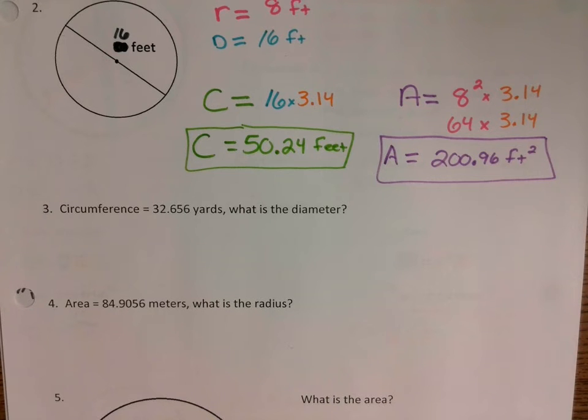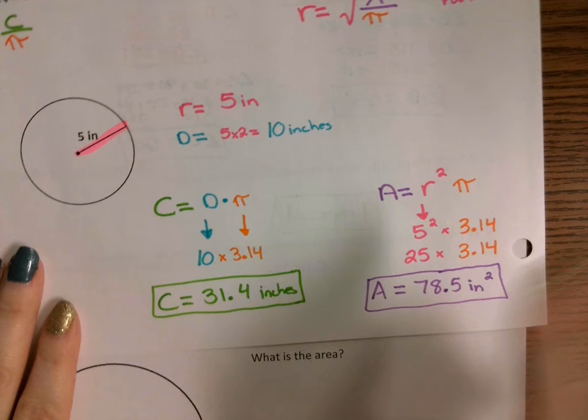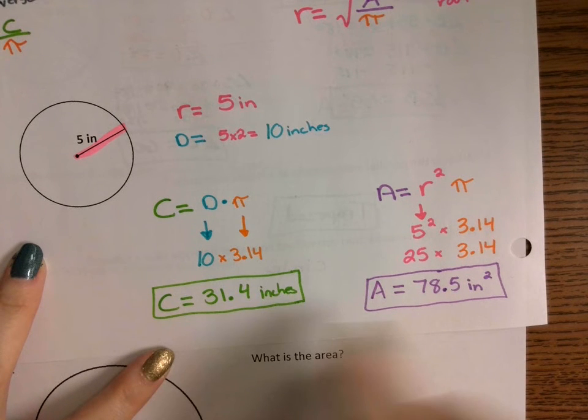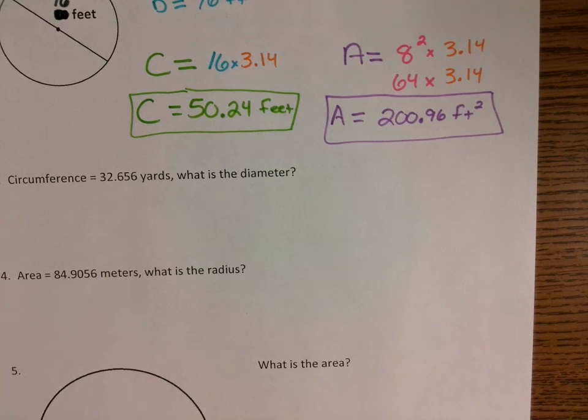Isn't the circumference just the area divided by 4? In this case, that would work. Not every case is going to work. Look at your previous one. If you do 78.5 divided by 4, you are not going to get 31.4. Okay? So, in this case, yeah, it's going to work out that way. That's not how it's going to be for every single problem, though. Okay?